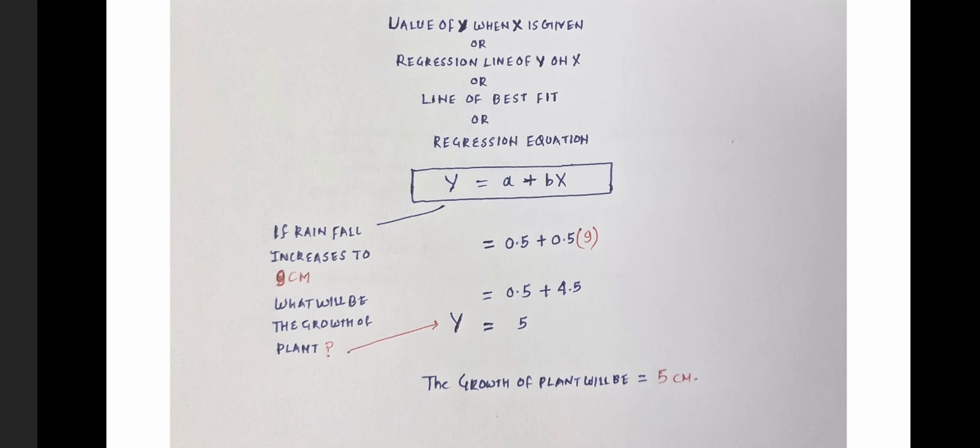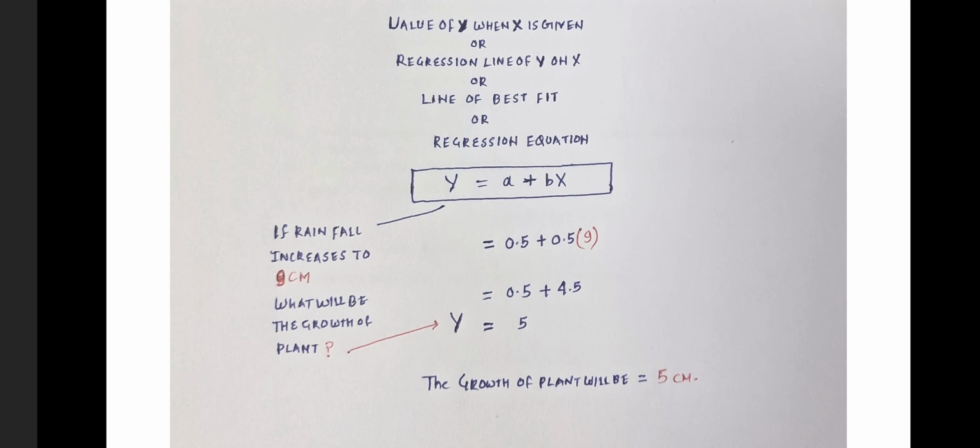Remember, it is the regression line of y because we are predicting the value of y. So regression line of y on x. We can also call it line of best fit, and we can also call this particular mathematical function the regression equation. Now let's try to see what will happen.